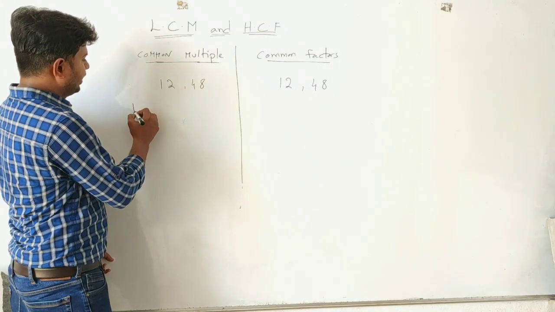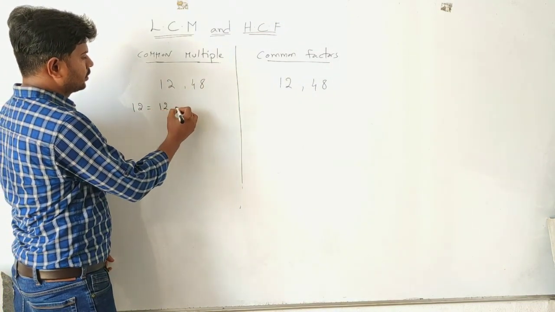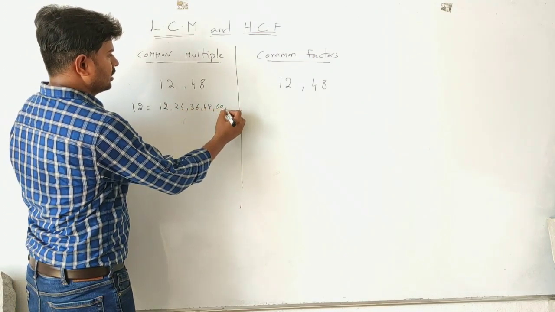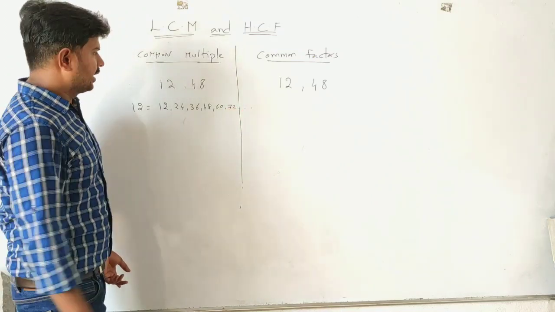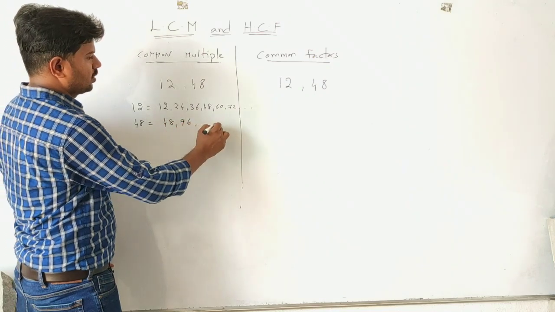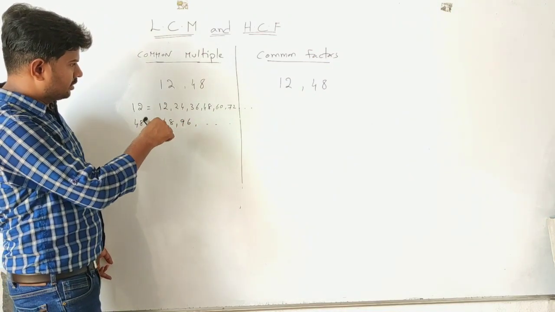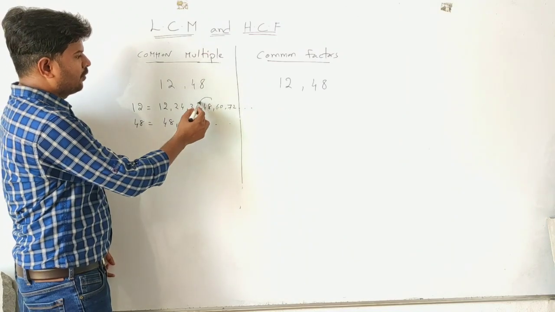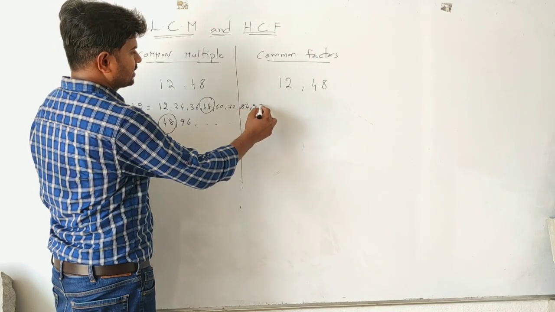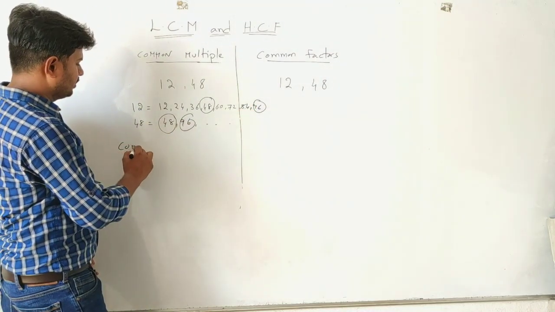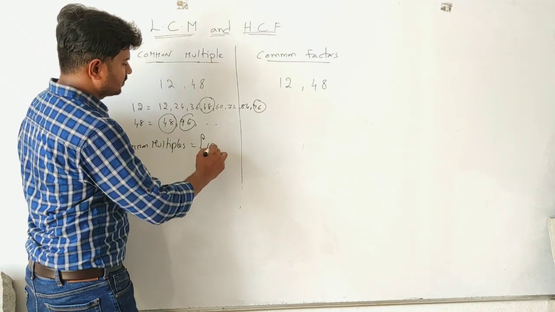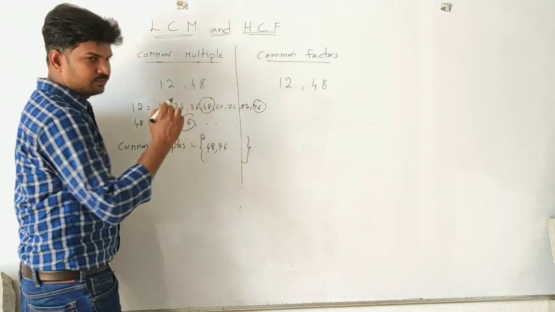See, if I want to write multiples for 12, 12 1s are 12, 12 2s are 24, 12 3s are 36, 12 4s are 48, 12 5s are 60 and 72 and so on. And if I take multiples of 48, 48 1s are 48, 48 2s are 96 and so on. What is common here is 48 comes here, 48 comes here, and 12 8s are 96, 96 comes here, 96 here. So common multiples start with 48, 96 and so on.